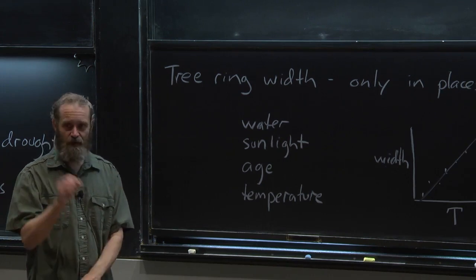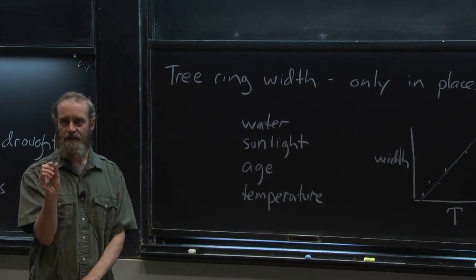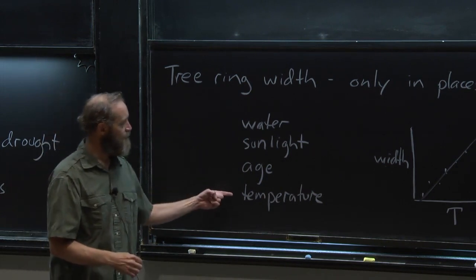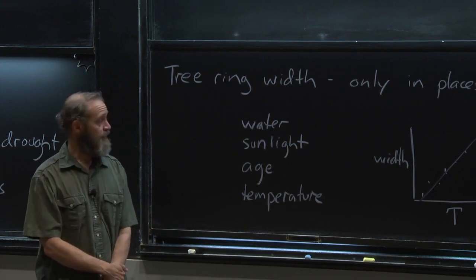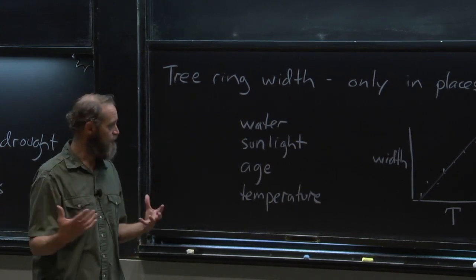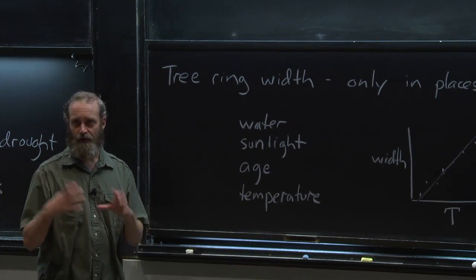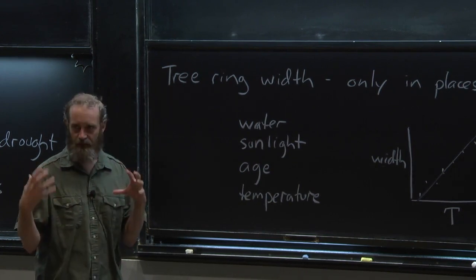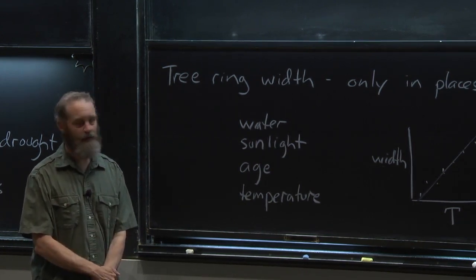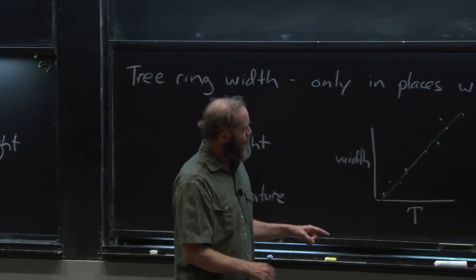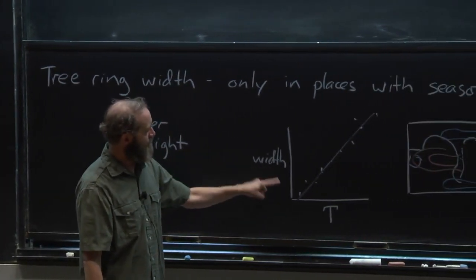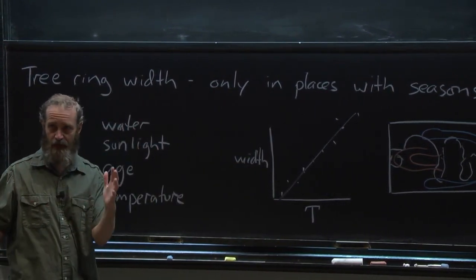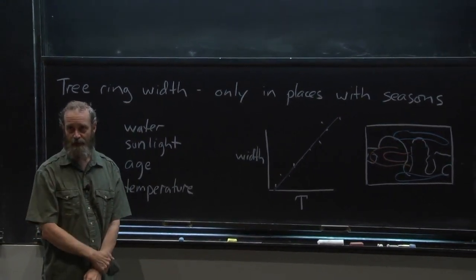How wide the ring is in a particular year depends on a whole bunch of things. In addition to temperature, it can depend on the availability of water, it can depend on sunlight, the age of the tree, things like that. So there's a lot of noise in this method that has to be averaged out or gotten rid of in one way or another. You get the primary calibration of tree ring width to temperature by comparing it with the instrumental temperature record, the time span over which there are measurements from thermometers.